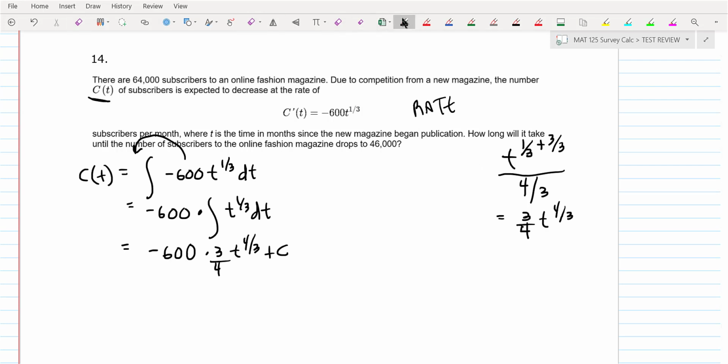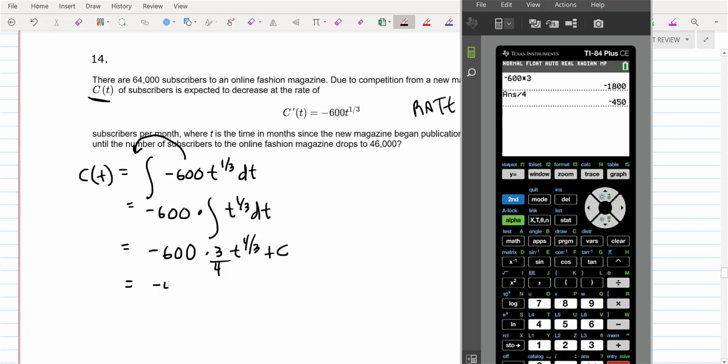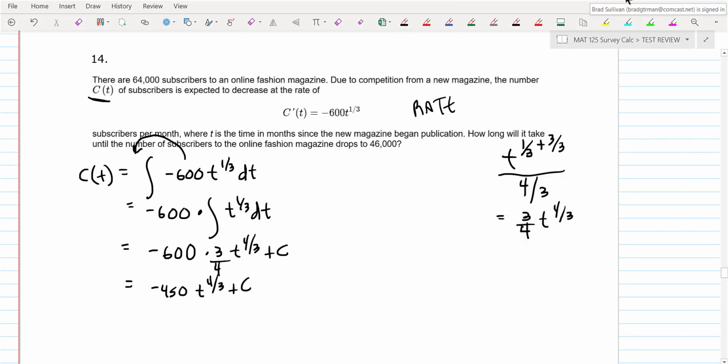The next thing, and I guess we can go ahead and simplify this. You could take your calculator and just do this if you wanted to. -600 times 3 is -1800, and then you can divide that by 4. That'll simplify it a little bit. So it's probably wise to write this as -450 t to the 4/3 plus c. All right, do you have any questions about what I did? That's power rule. Power rule is something you want to have down for your integration.